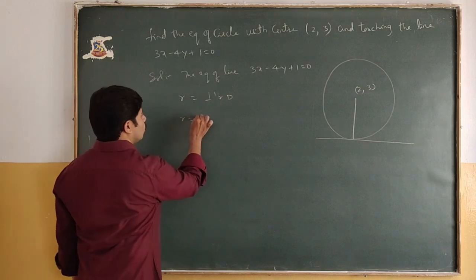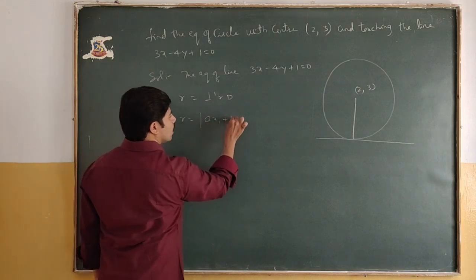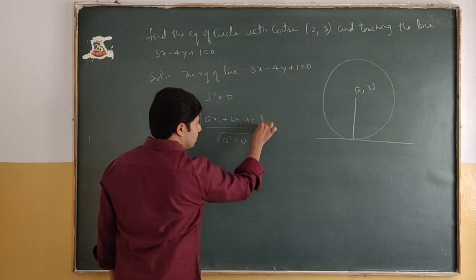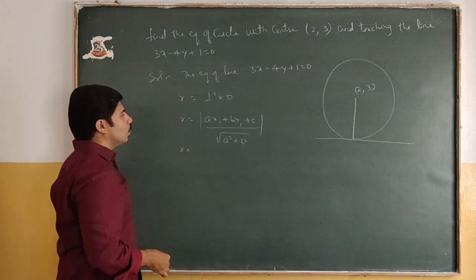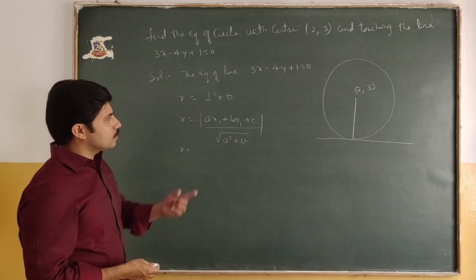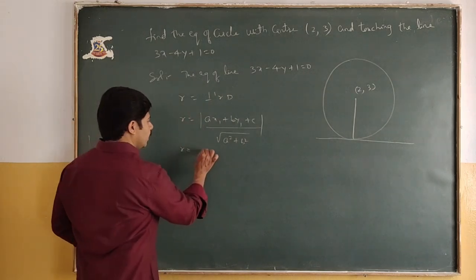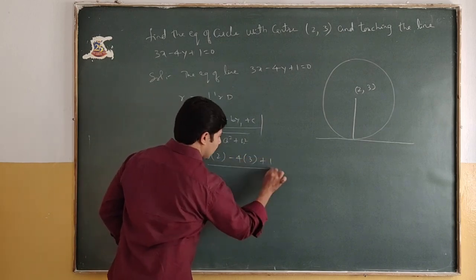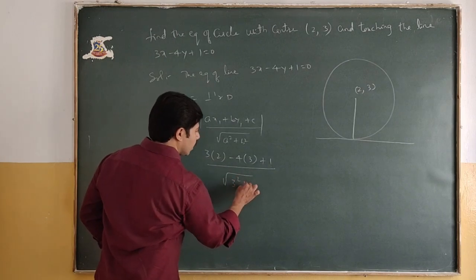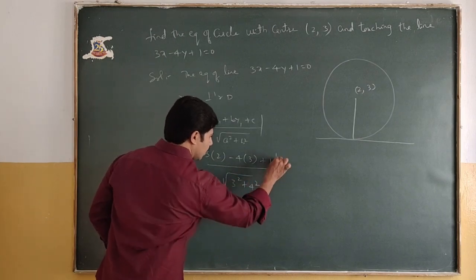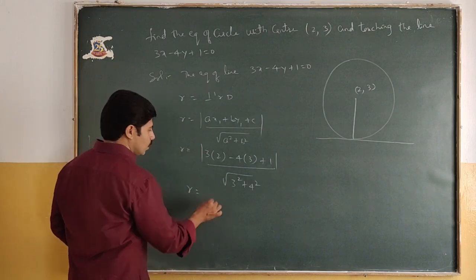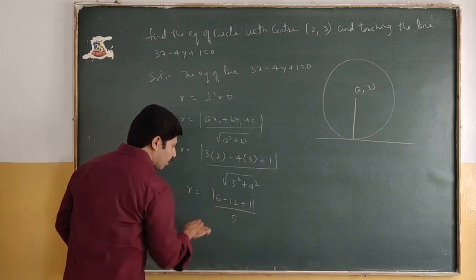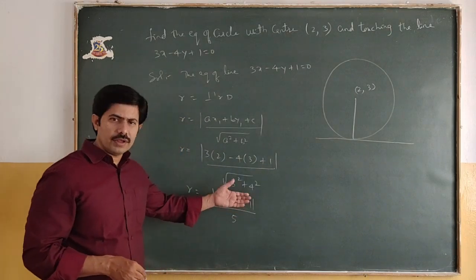So radius is equal to perpendicular distance, which is |ax1 plus by1 plus c| under root of a square plus b square. So r is equal to, we take the a, b, c values from the line and x1, y1 is the center. So it is |3 into 2 minus 4 into 3 plus 1| by under root of 3 square plus 4 square. So r is equal to |6 minus 12 plus 1| by under root of 25, which is 5. 9 plus 16 is 25, and under root of 25 is 5.